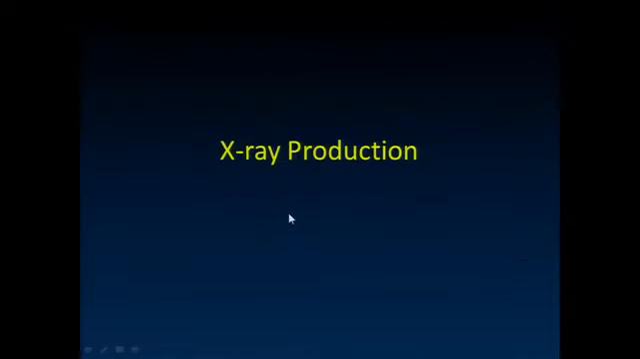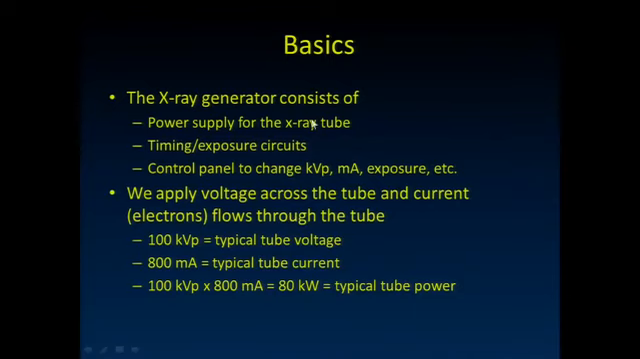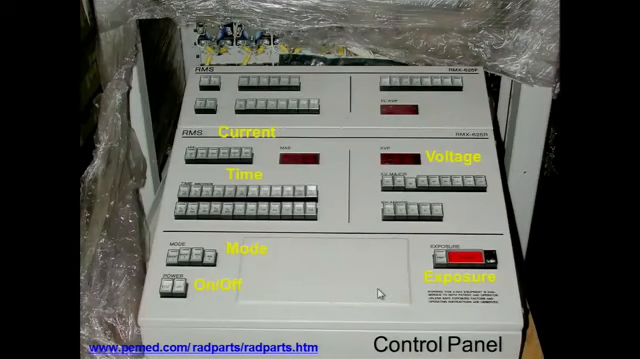So let's talk a little bit about X-ray production here. The X-ray generator has this power supply on the X-ray tube. It has some timing and exposure circuits. Here are some typical values that I've shown you already for an X-ray tube. We've talked about how big a sink of power it is. Here's an old control panel, right?